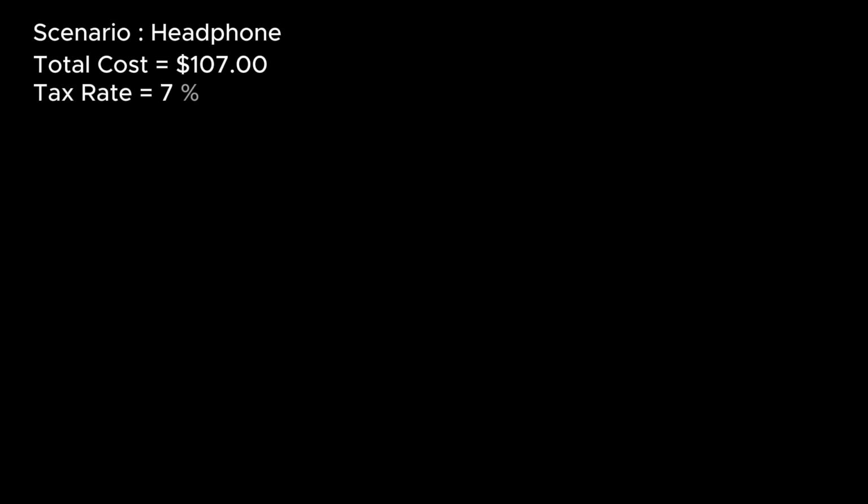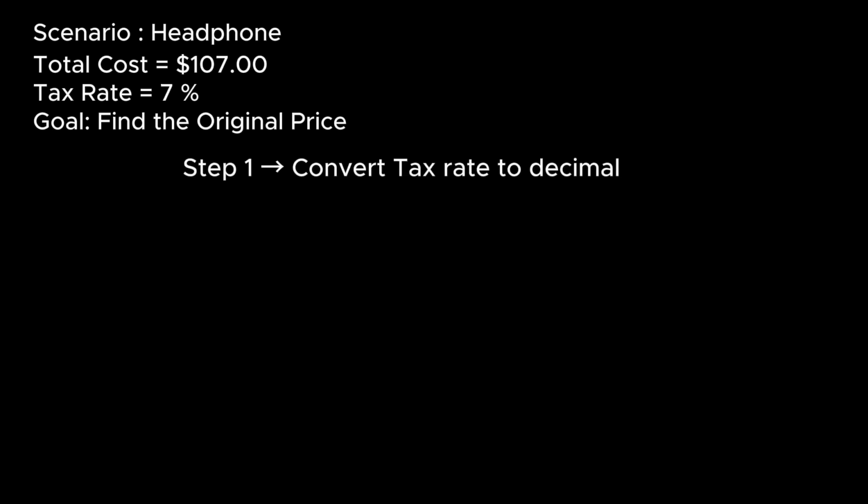Imagine you just bought a new pair of headphones. The total amount charged to your card was $107, and you know the sales tax in your area is 7%. You want to find out the price of the headphones on the shelf. Our goal is to strip away that 7% tax to find the base price. First, we convert our 7% to the decimal 0.07.